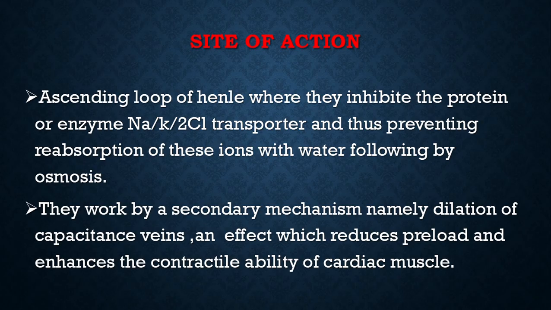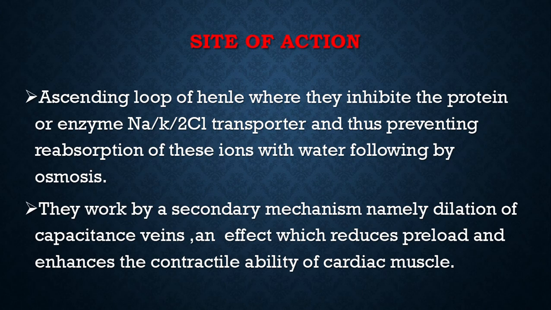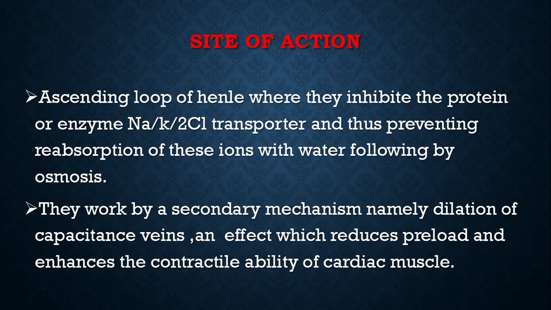To simplify this point, what we are saying is that when loop diuretics are taken, they go to the site called the loop of Henle, the ascending part of the loop of Henle. And at this point, we have the protein called the sodium potassium chloride transporter. Its function is to transport the electrolytes from the urine being formed back into the system, back into the blood. So when this transporter is inhibited, it means the reabsorption of these ions is going to be inhibited.